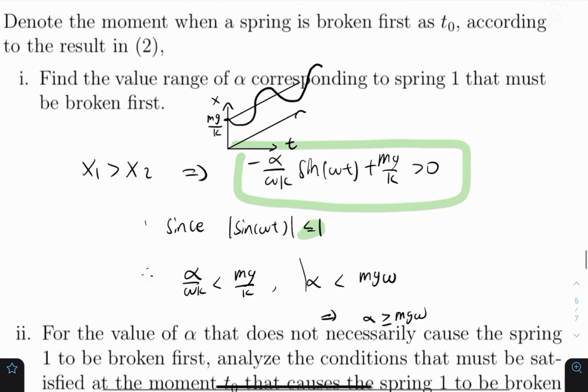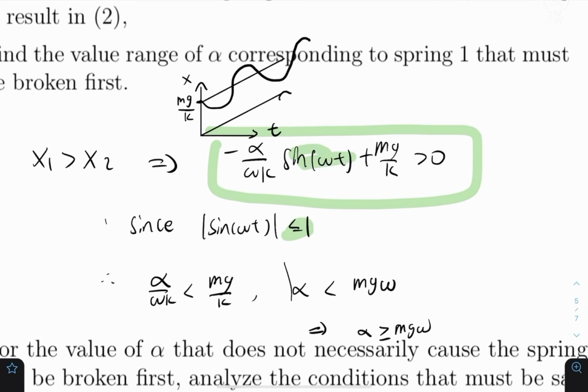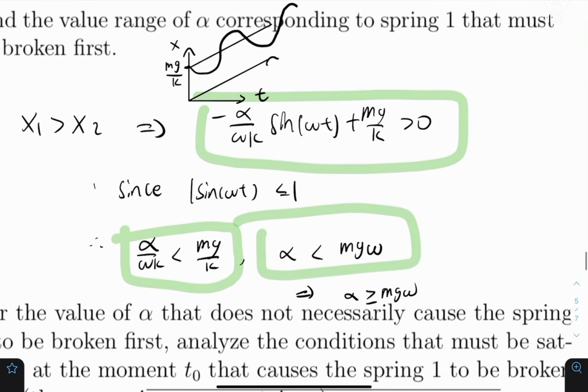And when you set sine omega t equal to 1 and move this term to the other side, we'll get the condition to be equal to this. And now you can see that alpha is less than omega times mg.